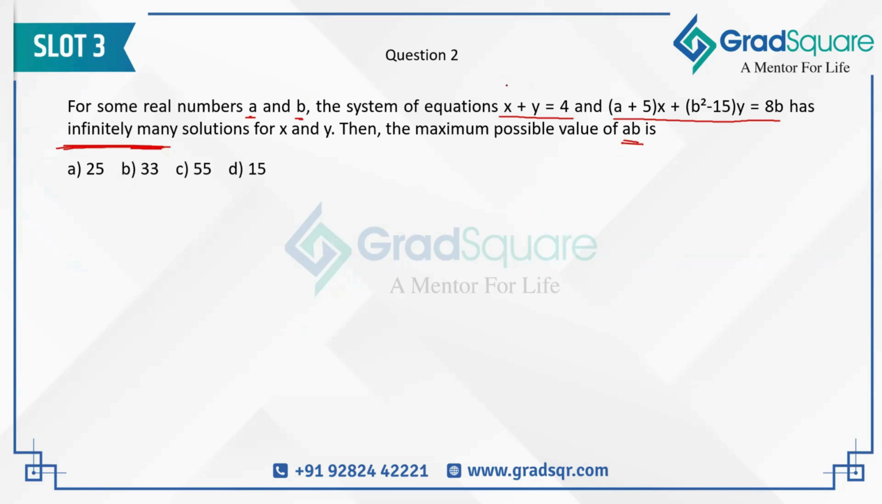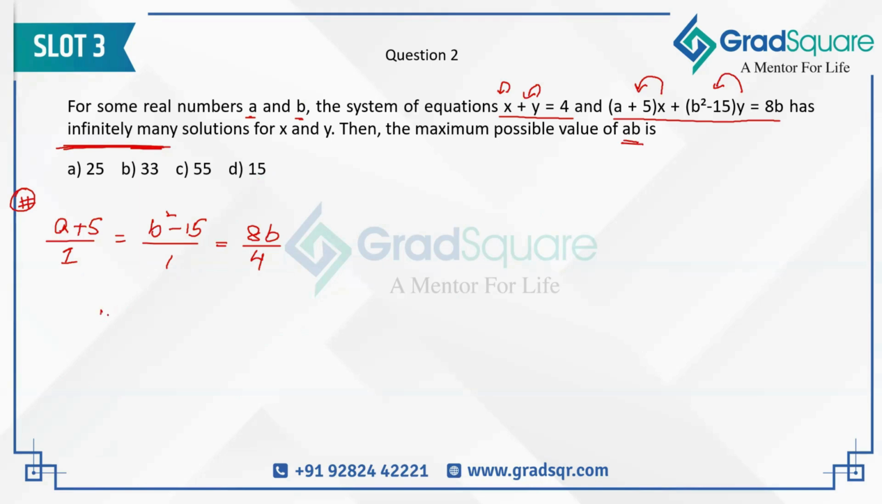If you look at this, the coefficient of x is 1 and the coefficient of x over here is a plus 5. The ratio of this, which is a plus 5 divided by 1, should be equal to the ratio of the coefficients of y, which is b square minus 15, divided by 1, to be equal to 8b divided by 4. Now, this is the condition for infinite solutions of two simultaneous equations in two variables. Now, we just have to solve it for the values of a and b and check out what is the maximum possible value of a into b.